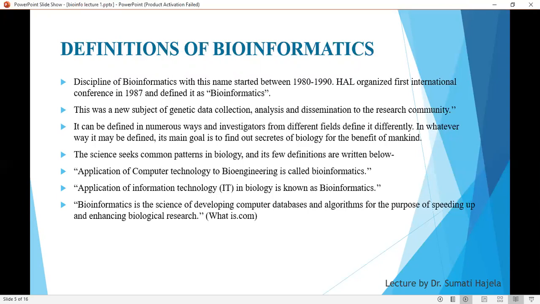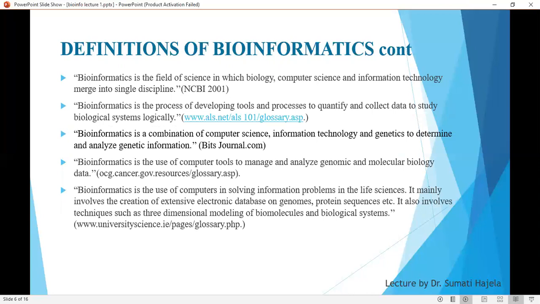The science seeks common patterns in biology, and a few definitions are written below. Application of computer technology to bioengineering is called bioinformatics. Application of information technology in biology is known as bioinformatics. What is .com defines it like, bioinformatics is the science of developing computer databases and algorithms for the purpose of speeding up and enhancing biological research. Another definition is, bioinformatics is the field of science in which biology, computer science, and information technology merge into a single discipline. This was given by NCBI, National Council for Biotechnology Information.